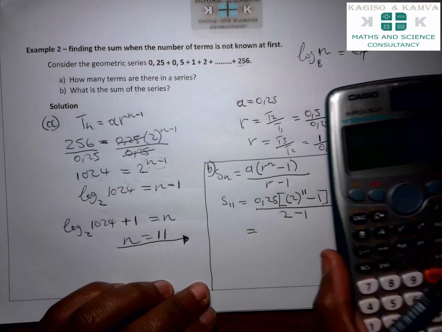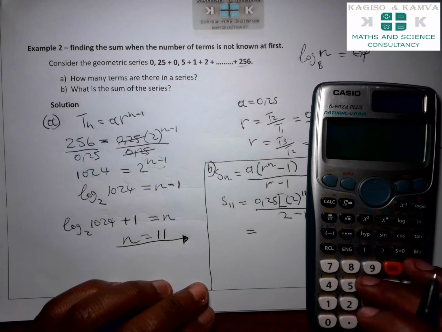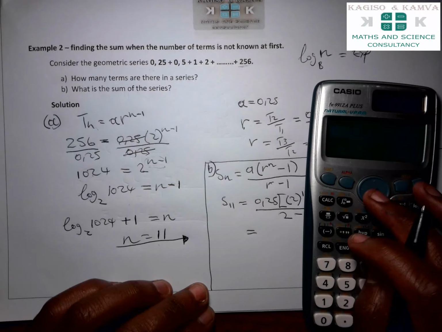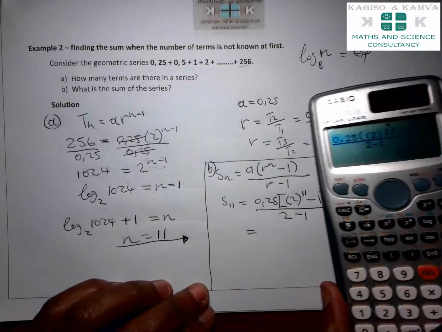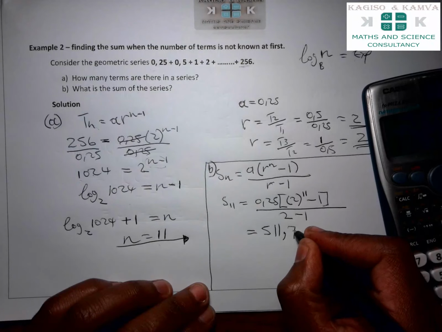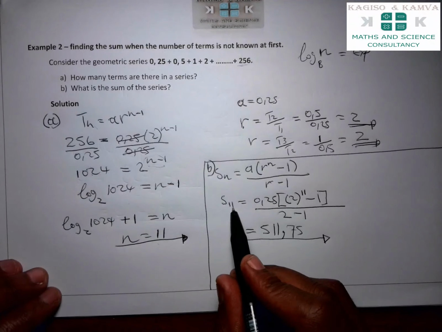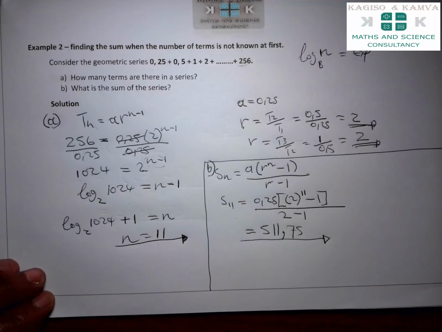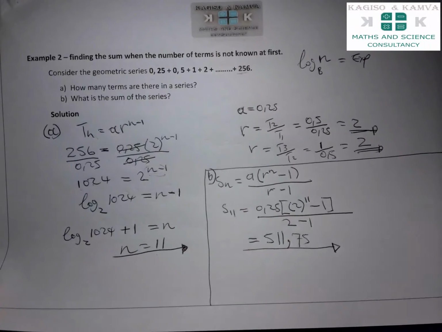So this is going to be 0.25 into 2 to the exponent 11 minus 1, over 2 minus 1. The answer is 511.75. That will be the sum of the 11 terms. So in this series there are 11 terms. That's how we do it. Let us now do example 3.